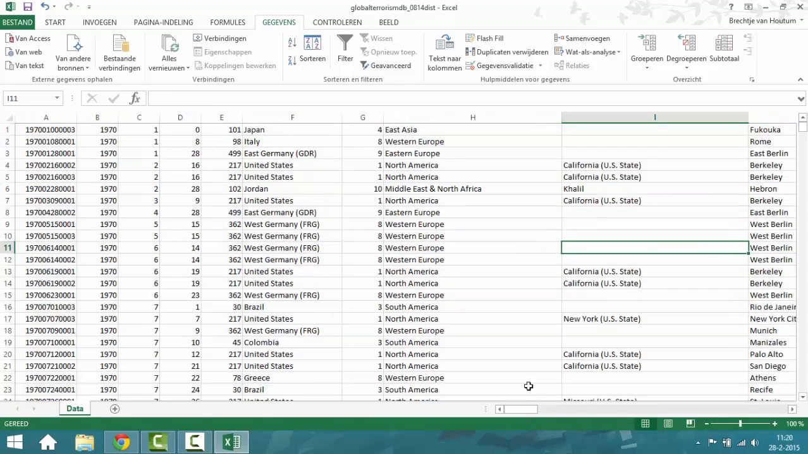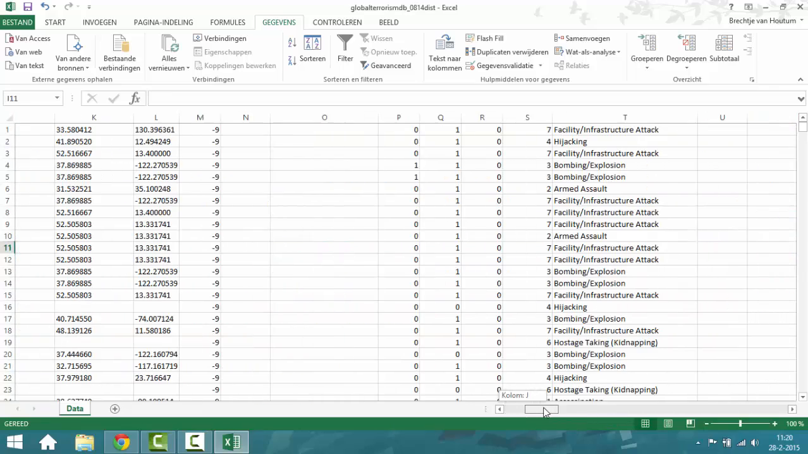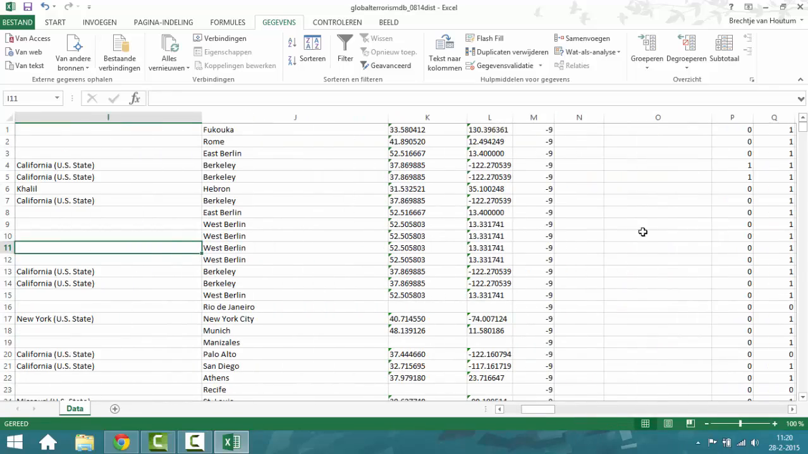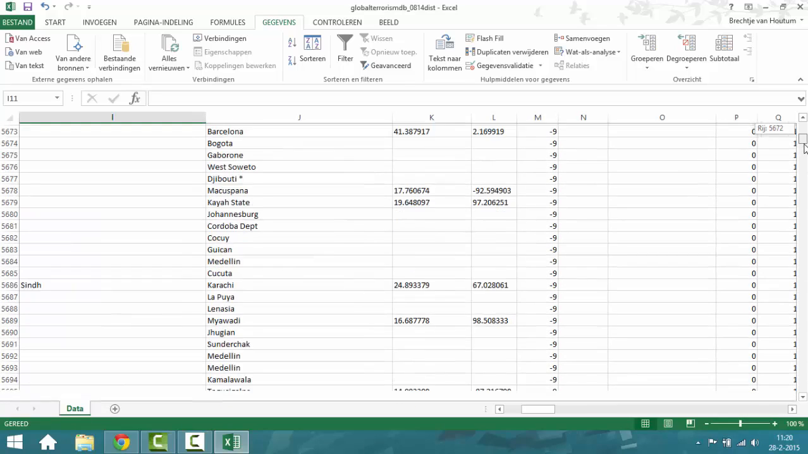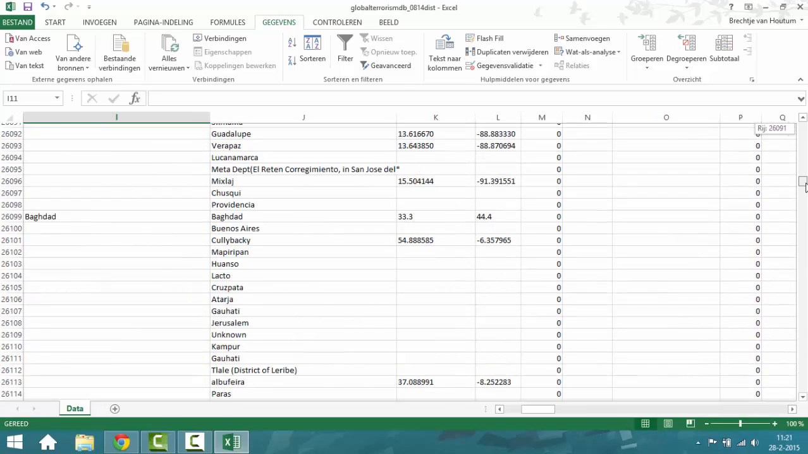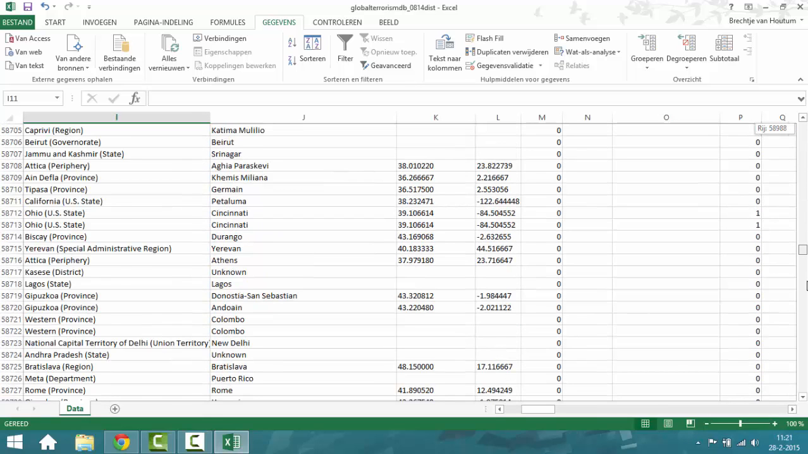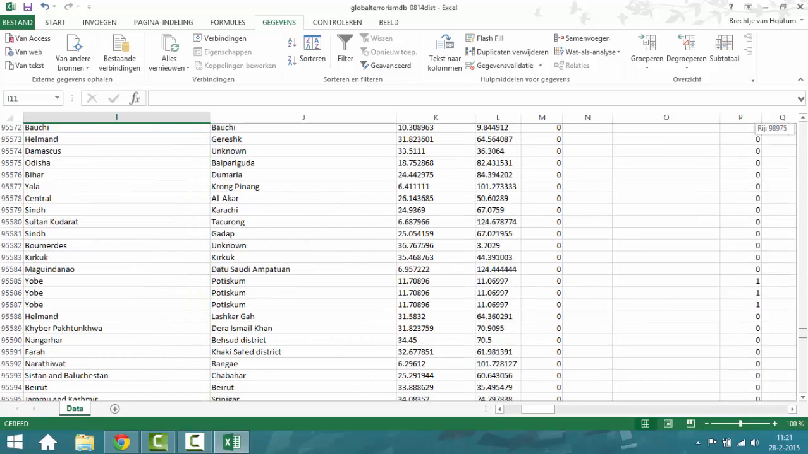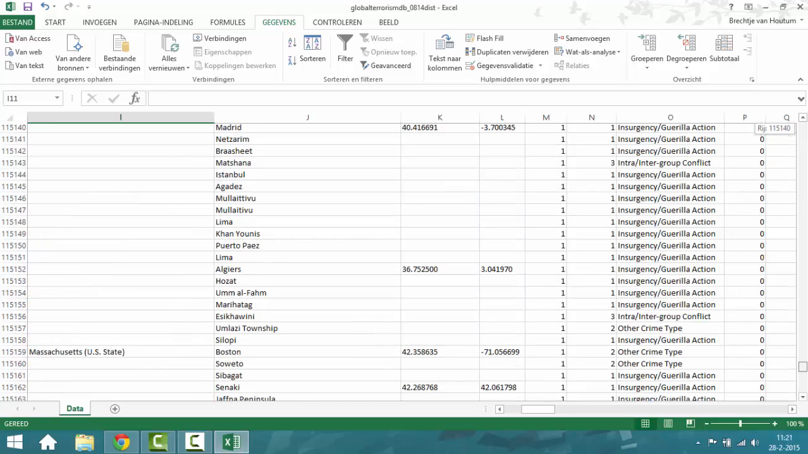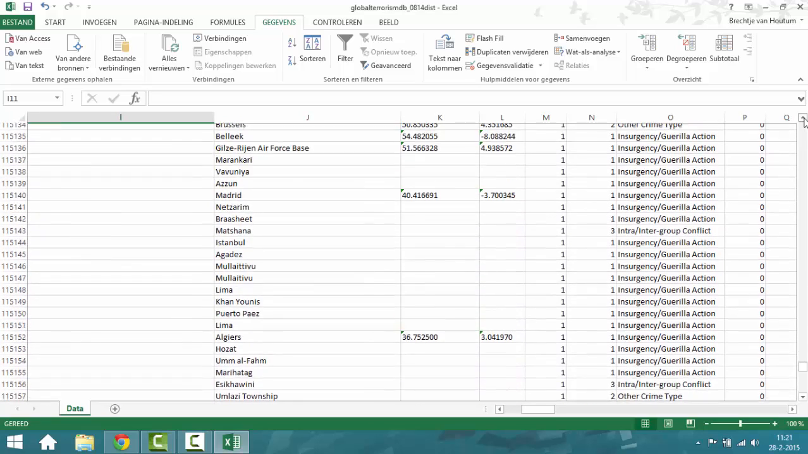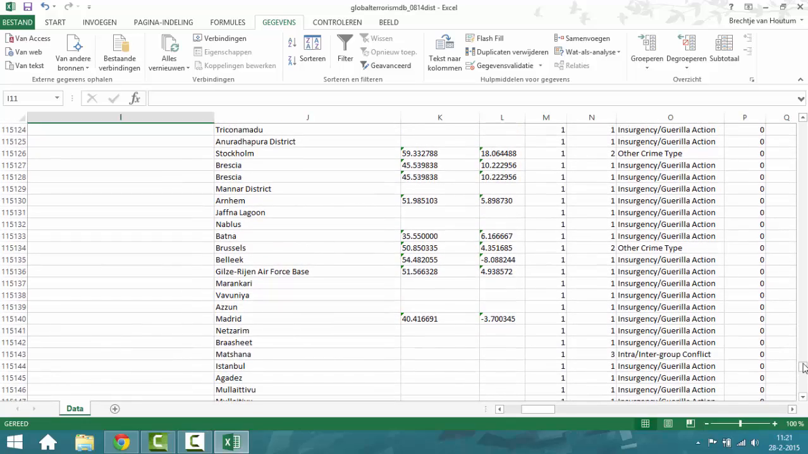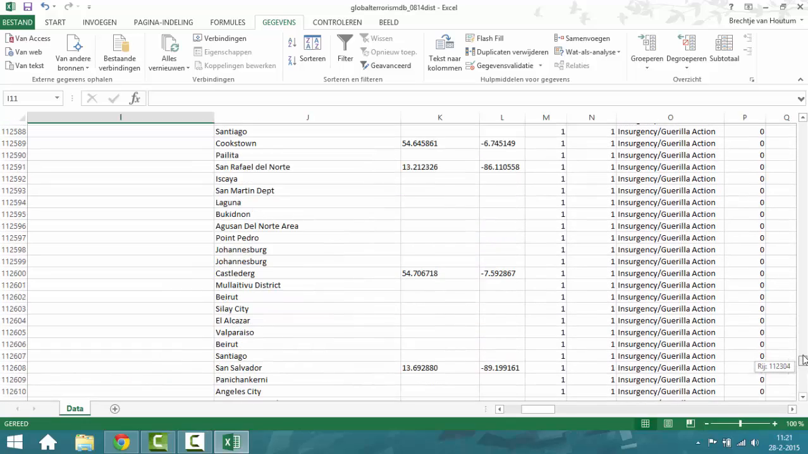So now the data is arranged by the fact if they're sure if it's an act of terrorism or not. So -9 means that there's not enough data. 0 means they are sure it was an act of terrorism. And 1 means there's a doubt. So we're going to start from the beginning of the ones and delete everything.